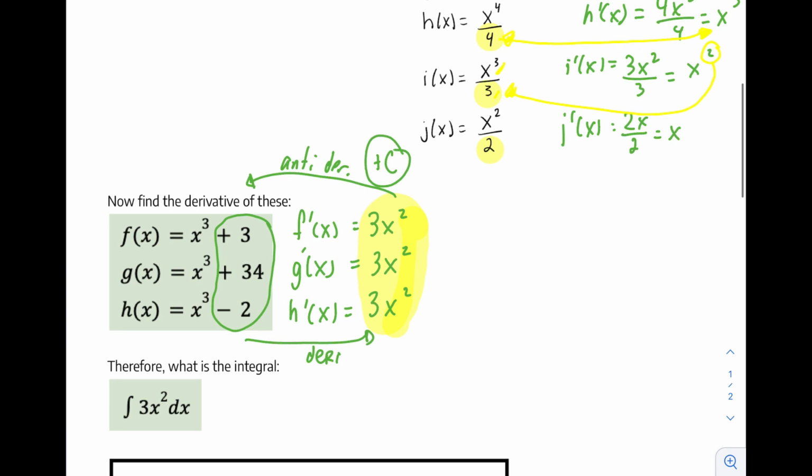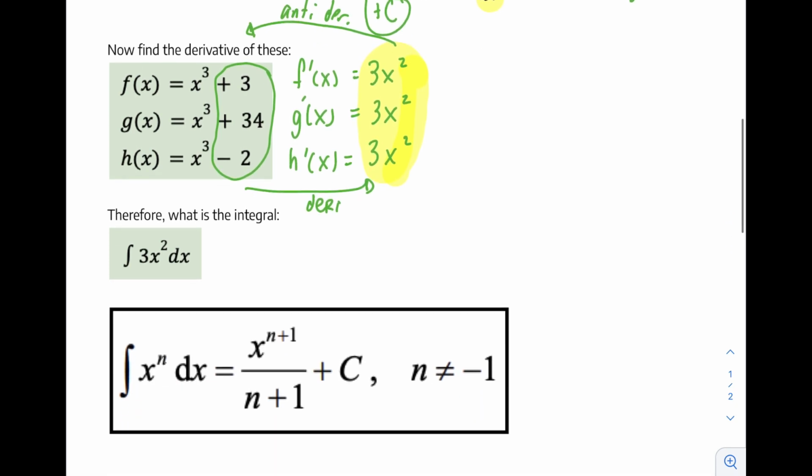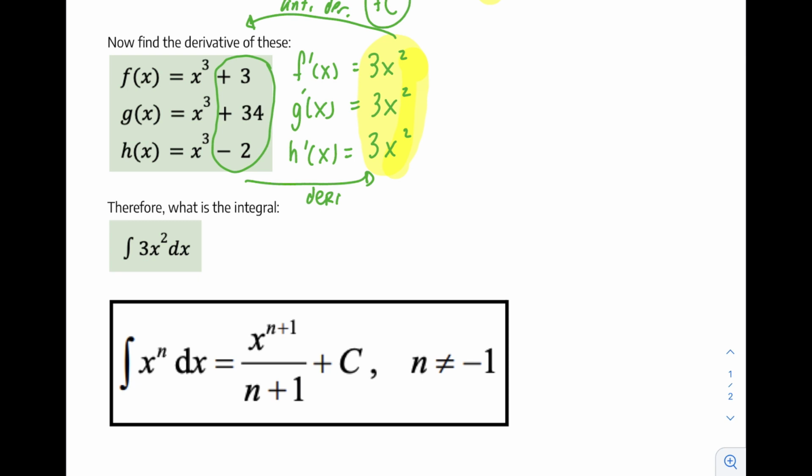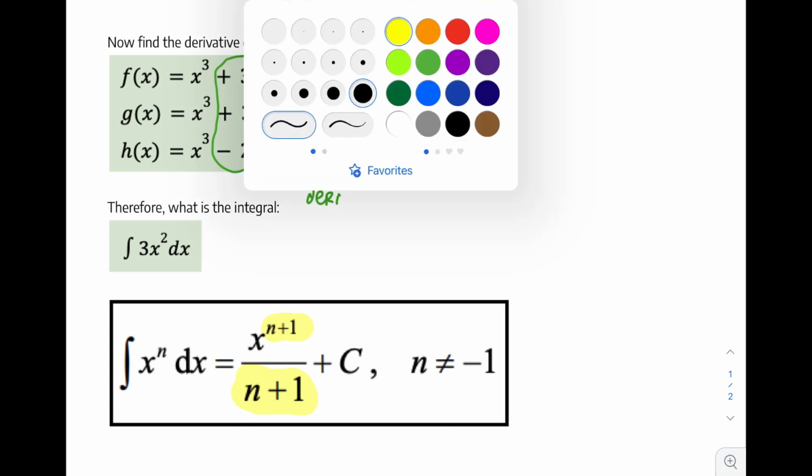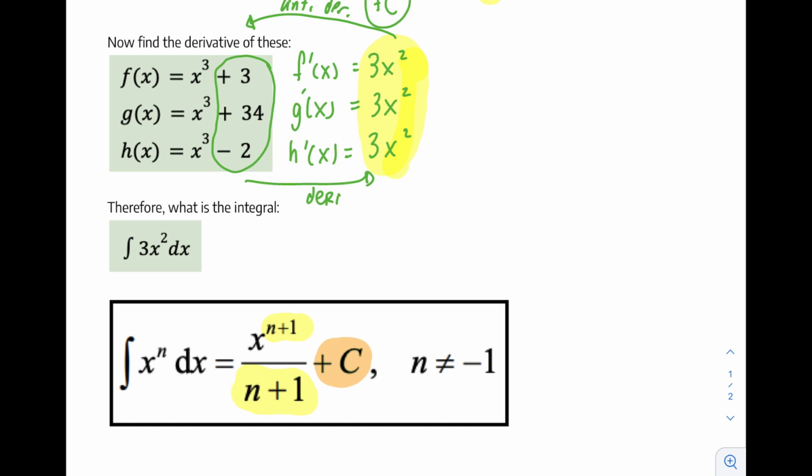Now, we're ready to talk about the rule for integration. The rule for integration is that our function is going to add 1 to the exponent, and then whatever that number is, we're also going to divide by it. So x to the power of n plus 1 is going to be divided by n plus 1. And then, as we just talked about, we need to have a plus c value. And this is what we're going to be using all the time to find our antiderivative.